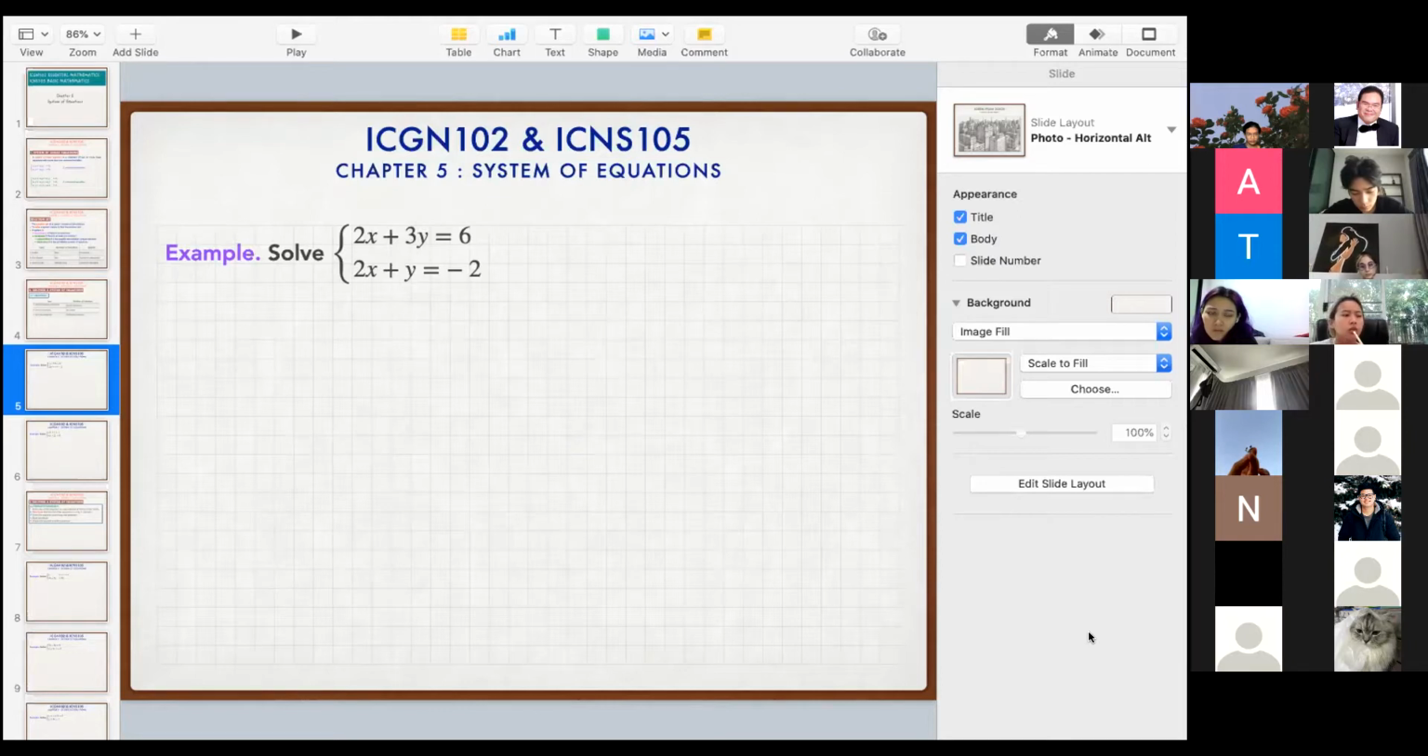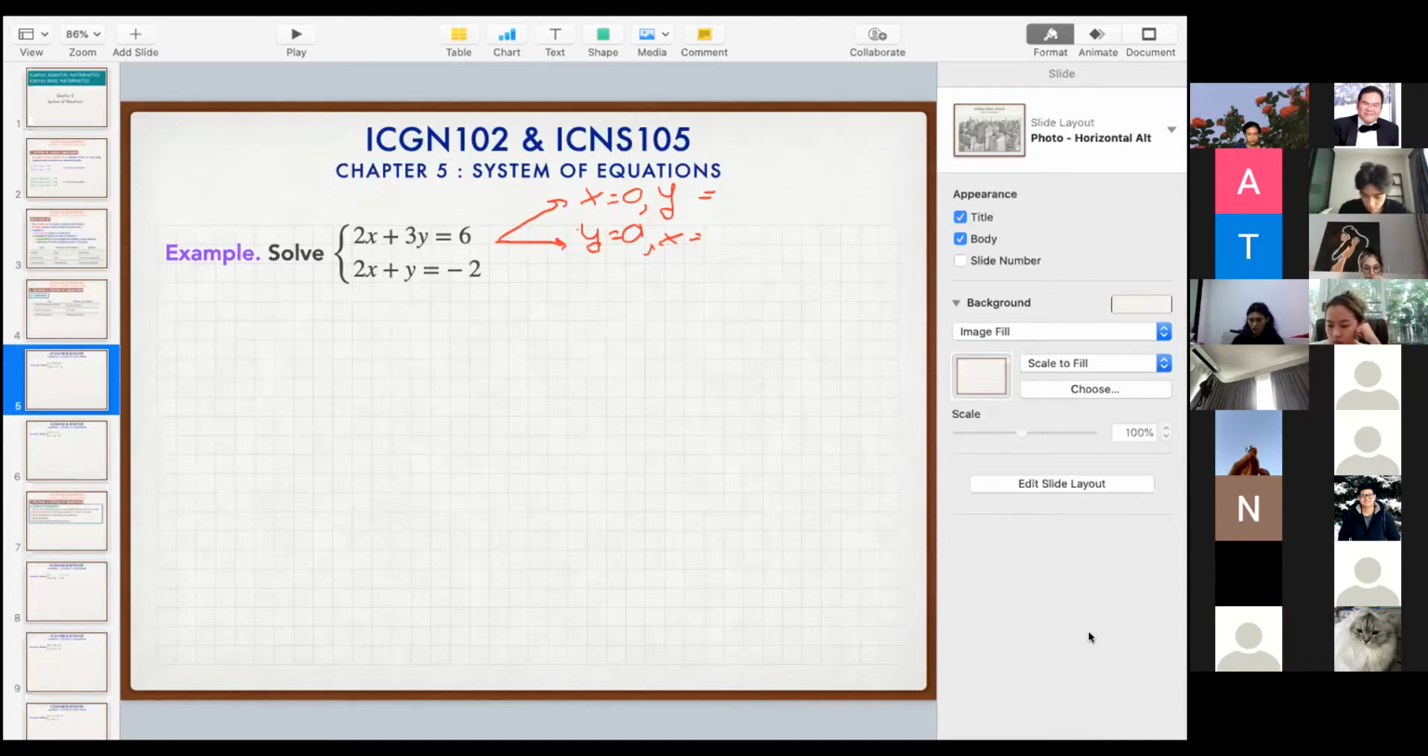So for the first equation here, I say that for the y-intercept, x equals 0. Then y equals... when x equals 0, y equals what? When x is 0, y equals... what is your answer?